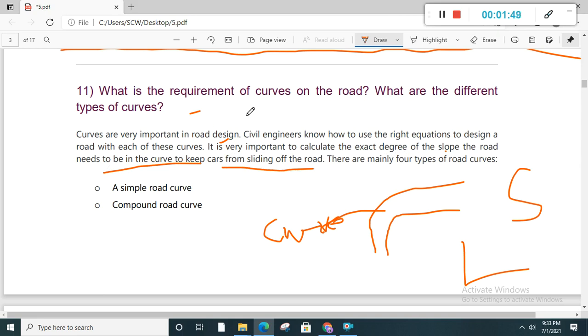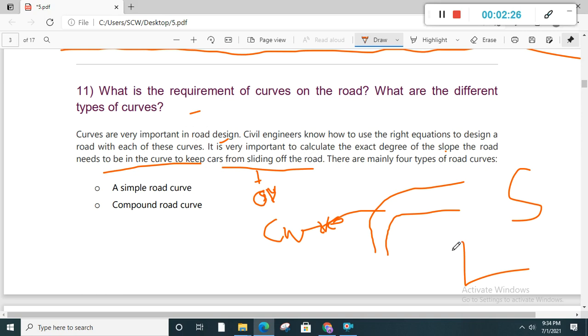So what is the requirement of curve on the road? You have to say: to keep the cars or vehicles from sliding as well as overturning. The answer to the overturning part does not come out clearly in the question, so I will reply in my way. That is, curve is basically provided to keep the vehicles from sliding and overturning from the roads.